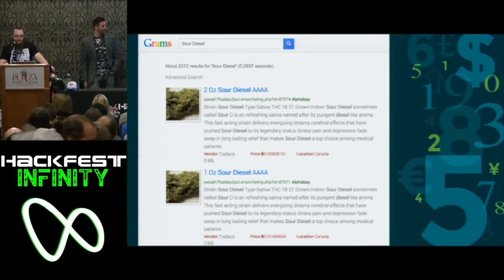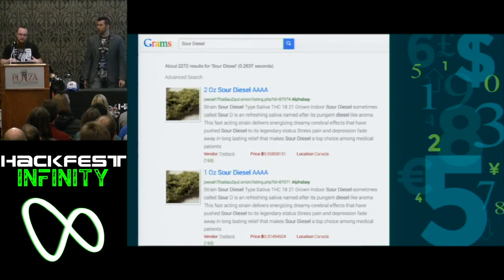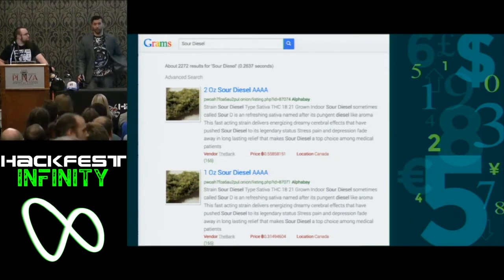Location is really important to a lot of people that are buying because they don't want to have to deal with international customs. So if they're shipping within the country, there's usually less chance of it getting seized. Also, I like to use Grams because it makes me think of grandma. It's like, let me ask grandma for some pot.